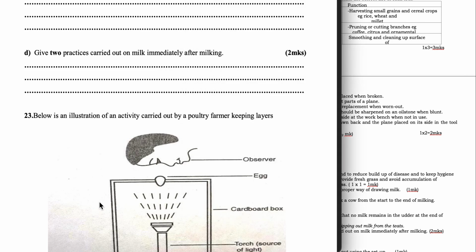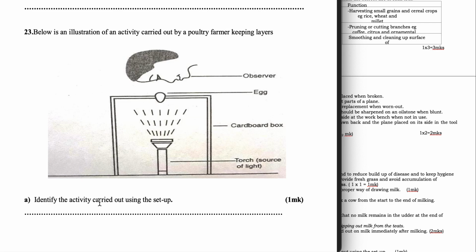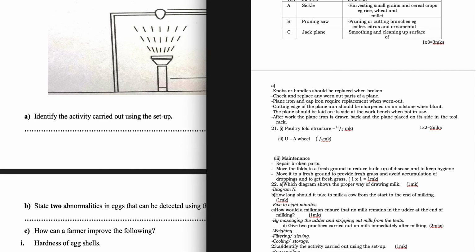Question 23. Below is an illustration of an activity carried out by a poultry farmer keeping layers. We have the observer, we have the egg there, the cardboard, and torches, which is a source of light. Identify the activity carried out using the setup. This is egg candling.